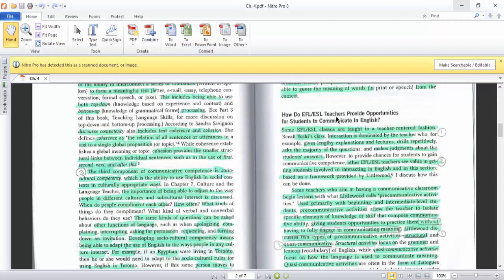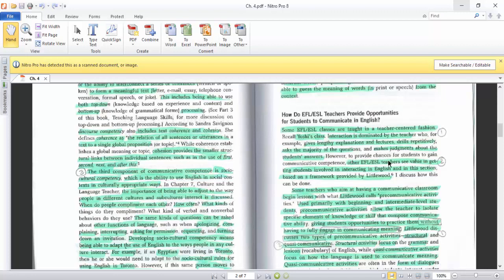How do ESL teachers provide opportunities for students to communicate in English? Some ESL classes are taught in a teacher-centered fashion. If you remember, Yoshi's class follows the teacher-centered fashion. Interaction is dominated by the teacher who, for example, gives lengthy explanations and lectures, drills repetitively, asks the majority of the questions, and makes judgments about the students' answers.